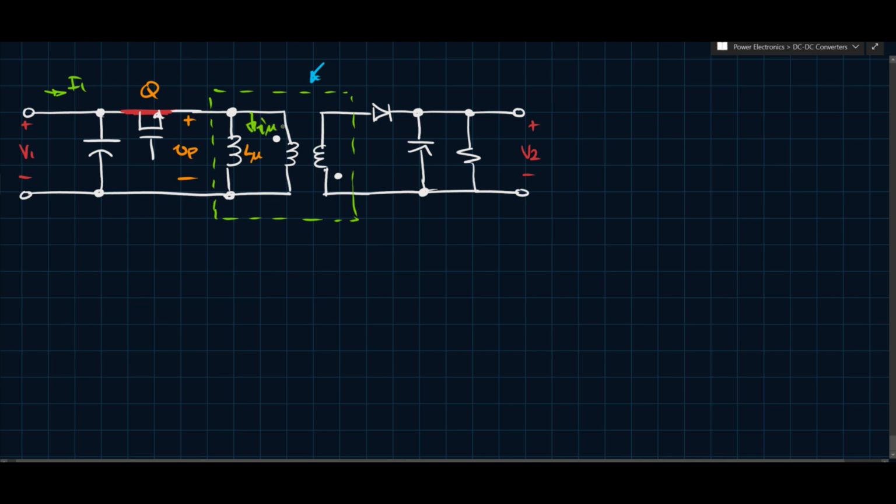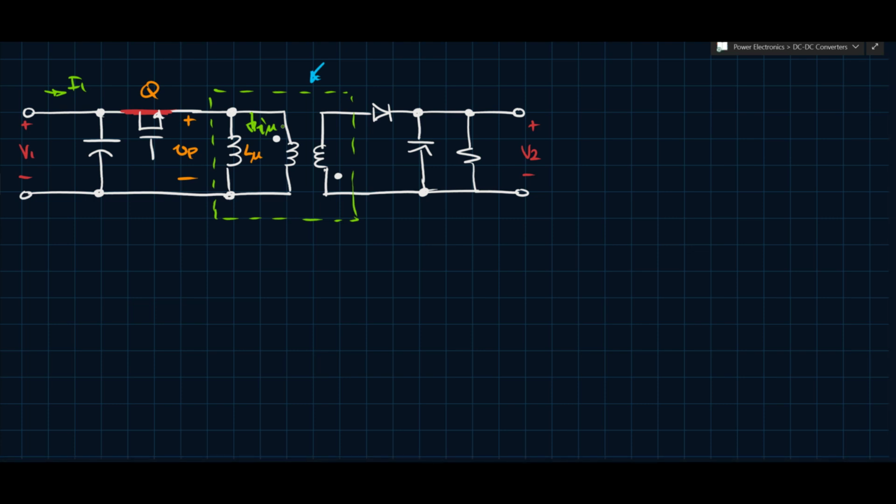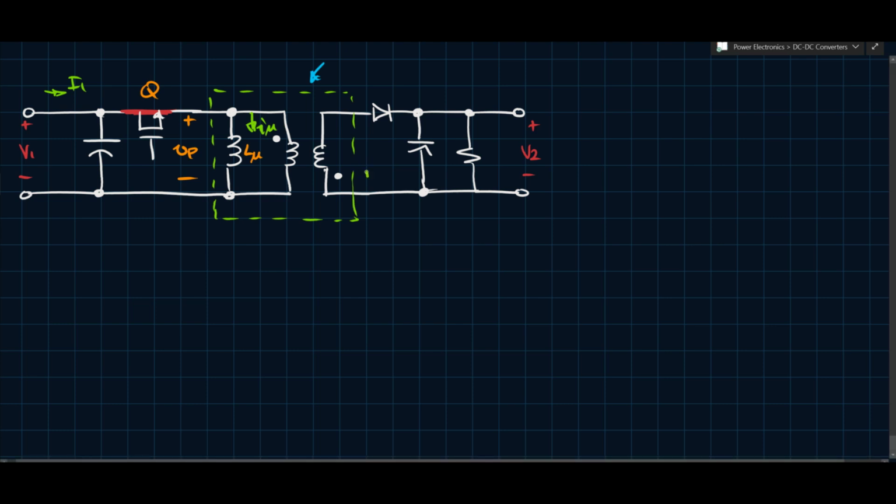And we can call that I mu, right? And so as that's happening, if you applied a positive voltage there, the positive voltage would develop in that orientation on the secondary side, and that would force the diode to turn off, or it would just force it to be off.